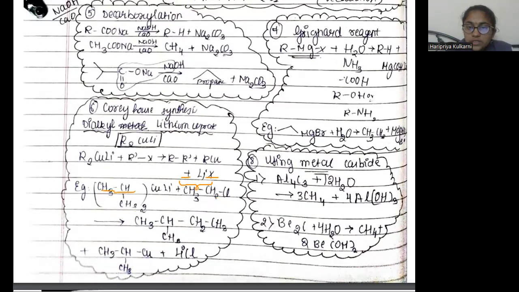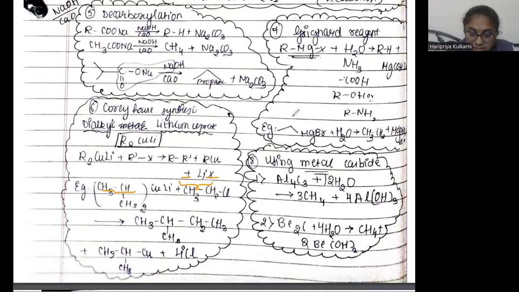Now coming to the seventh one, which is Grignard's reagent. Formation of an alkane using Grignard's reagent: the reagent is RMgX, that is alkyl magnesium halide, plus H2O will give us RH plus Mg(OH)X. Here I can use H2O, NH3, R-COOH, ROH or RNH2, right? For example, if I take this compound with MgBr plus H2O, it will give me CH3 plus MgOH.